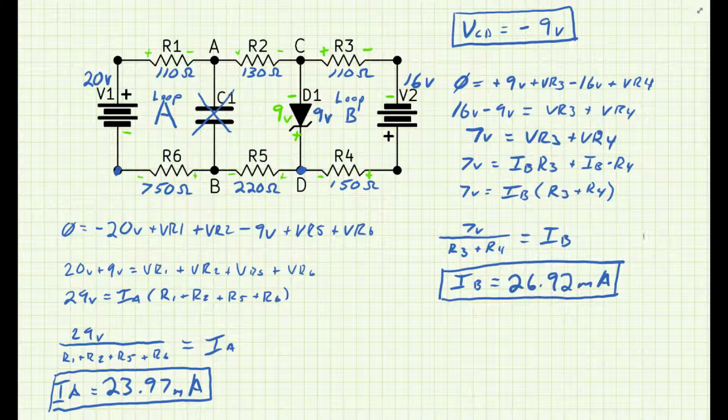So let's go ahead and I'll carry this information over to the next screen and clean this stuff up a little bit. And then we're going to use that information to do some current analysis to solve this thing.